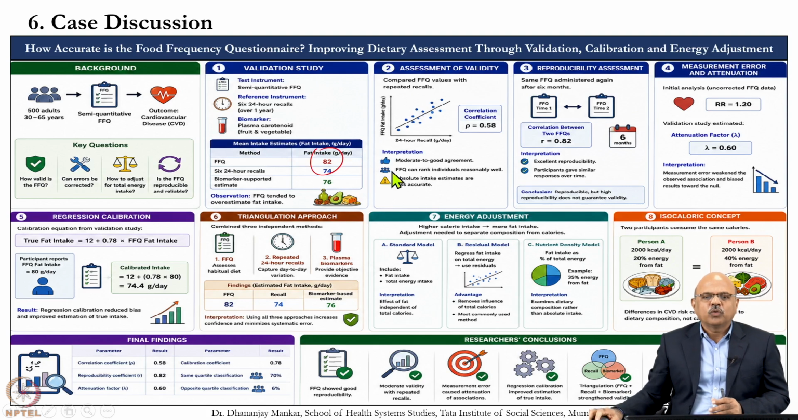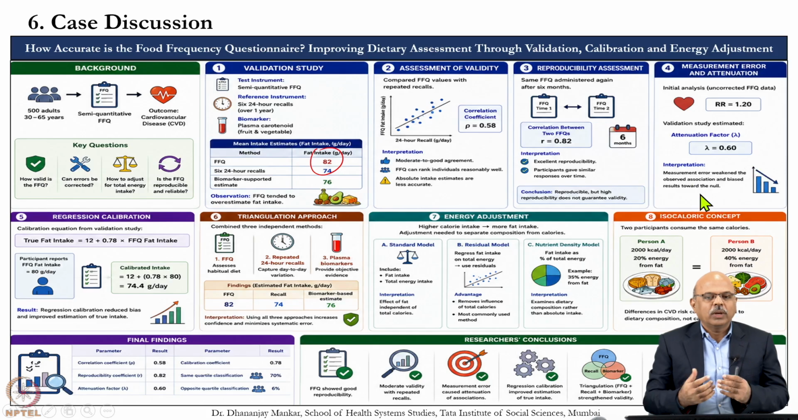Assessment of validity: moderate to good, and you may see the FFQ can rank individuals reasonably well. Reproducibility: high reproducibility, but high reproducibility does not guarantee validity. Okay, measurement errors and attenuation: you may see that the initial analysis was RR equal to 1.2, but the attenuation factor was 0.60. So measurement error weakened the observed association and biased results toward the null.